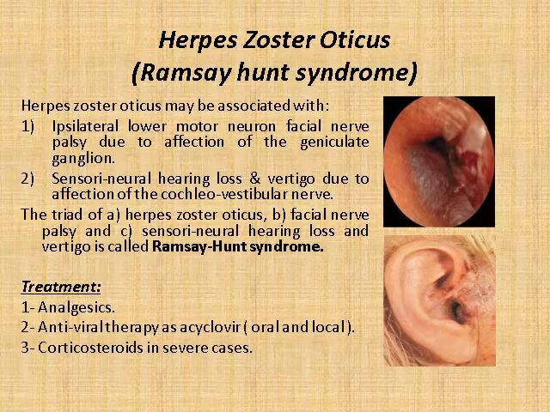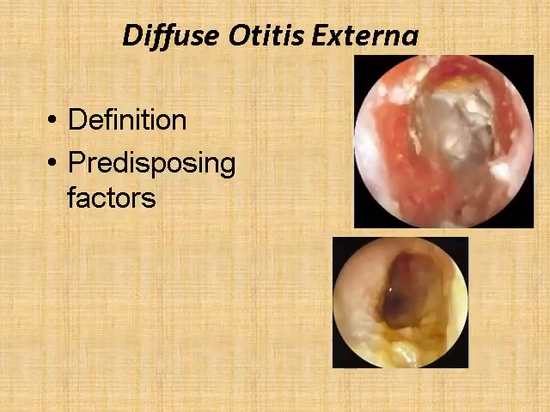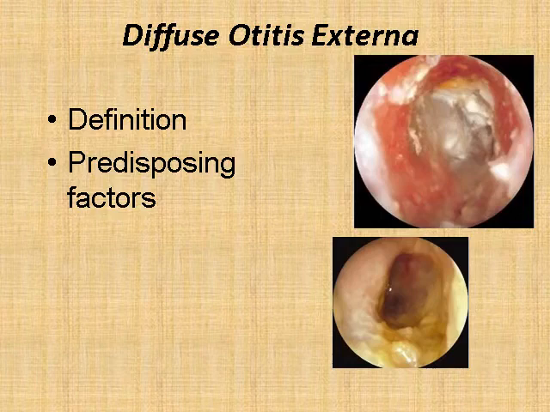How do we treat Ramsay-Hunt syndrome? Analgesics for the pain, for the severe otalgia, and antiviral drugs. In severe cases, we prescribe corticosteroids. How do we define diffuse otitis externa? This is diffuse inflammation in the skin lining of the external auditory canal.